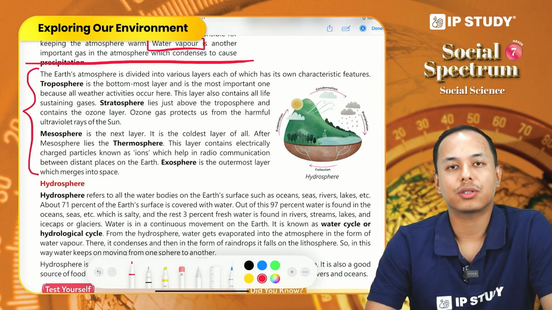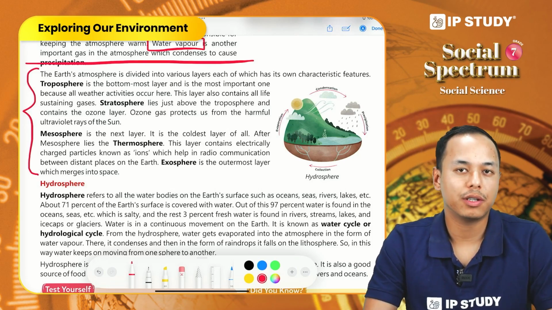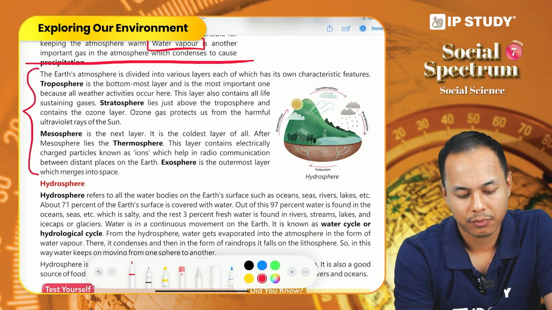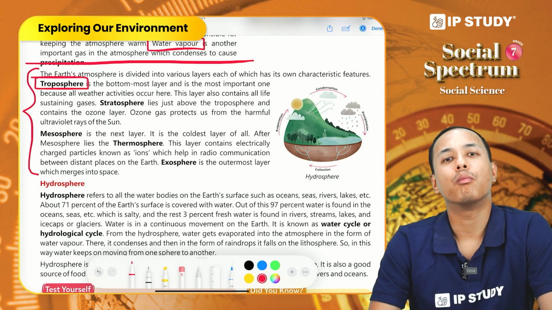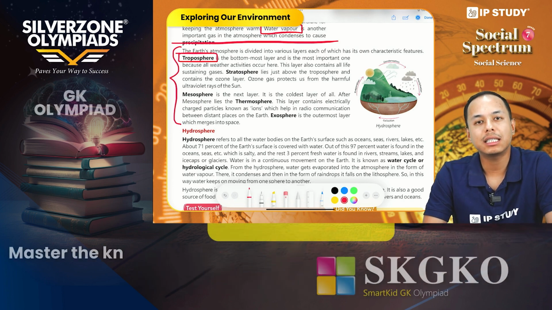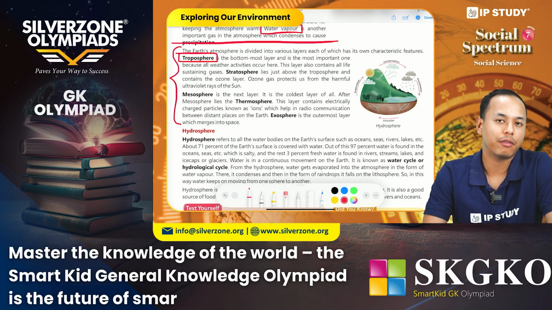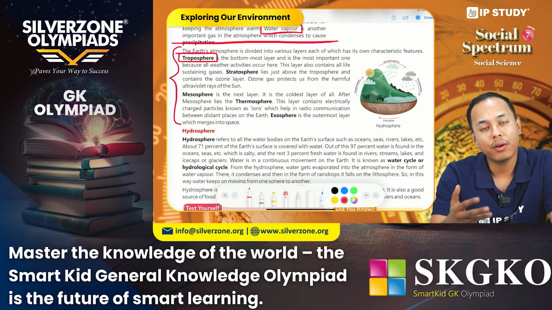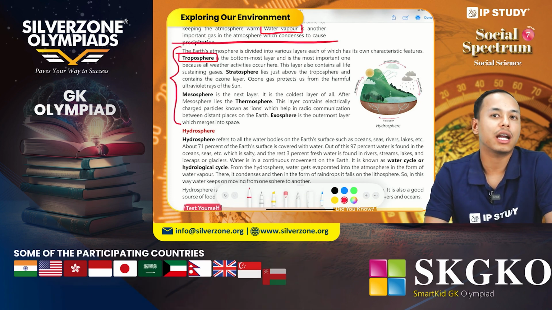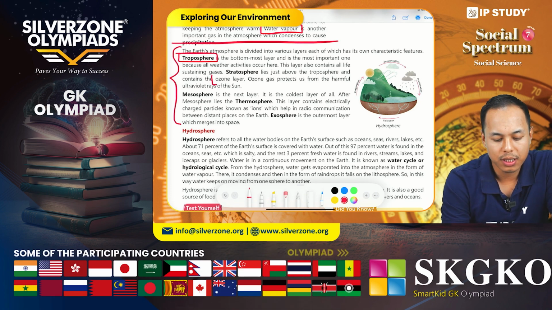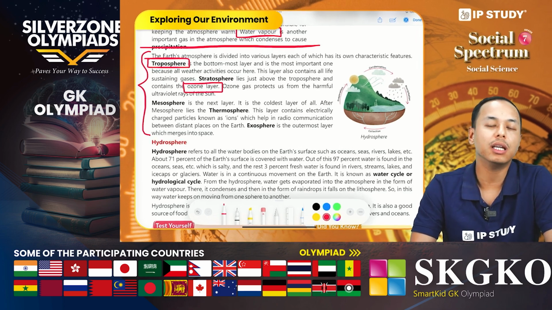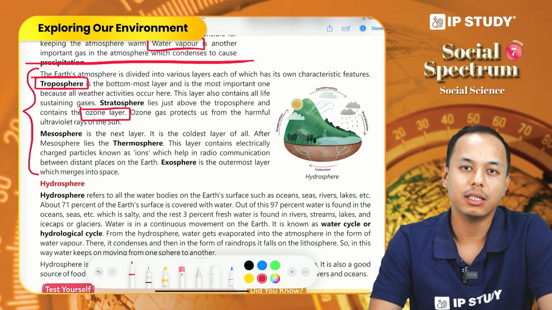So when we talk about the structure of the Earth's atmosphere, there are 5 important layers. Firstly, the troposphere. It is the bottommost or the first layer of the Earth's atmosphere, and it is in this layer that all the weather phenomena occur. Following the troposphere, we have the stratosphere. An important characteristic of the stratosphere is the presence of the ozone layer, and ozone plays an important role in protecting us from the harmful ultraviolet rays of the sun.